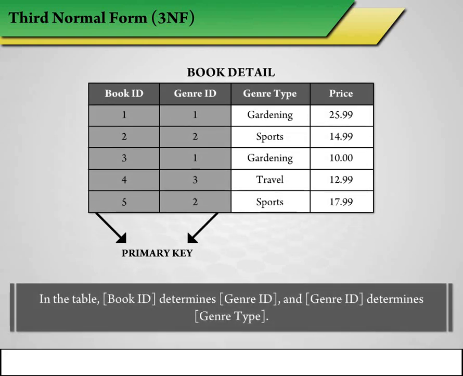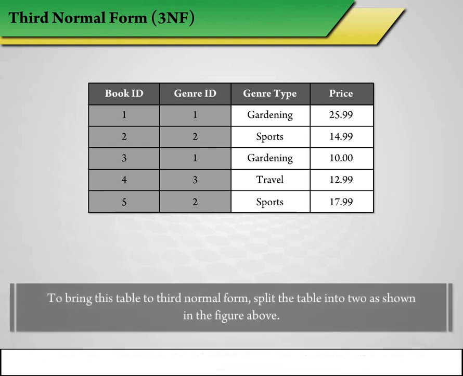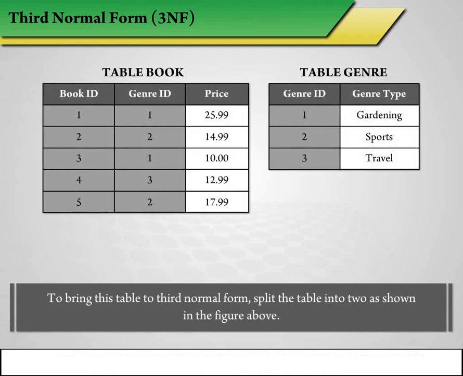In the table, book ID determines journal ID and the journal ID determines journal type. Therefore, book ID determines journal type via journal ID, and we have a transitive functional dependency, and this structure does not satisfy third normal form. To bring this table to third normal form, split the table into two as shown in the figure above.